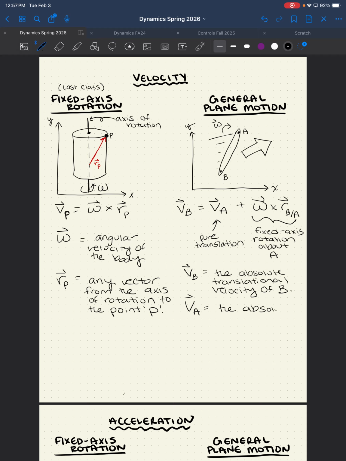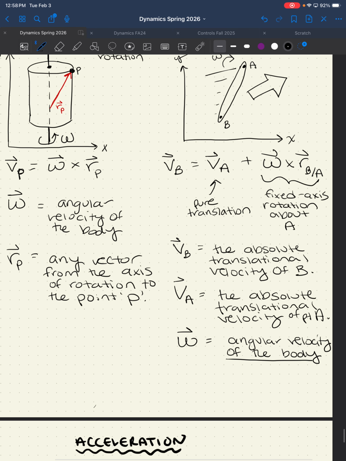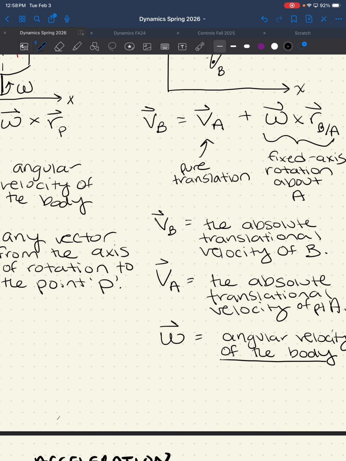Okay? All right, VA, very similar. The absolute translational velocity of point A. Omega has the same definition as previous, so angular velocity of the body. I just want to re-emphasize this because this throws some people for a loop. Angular velocity and angular acceleration are properties of a rigid body, not of a point. Yes, ma'am? Yep. That okay? Okay.